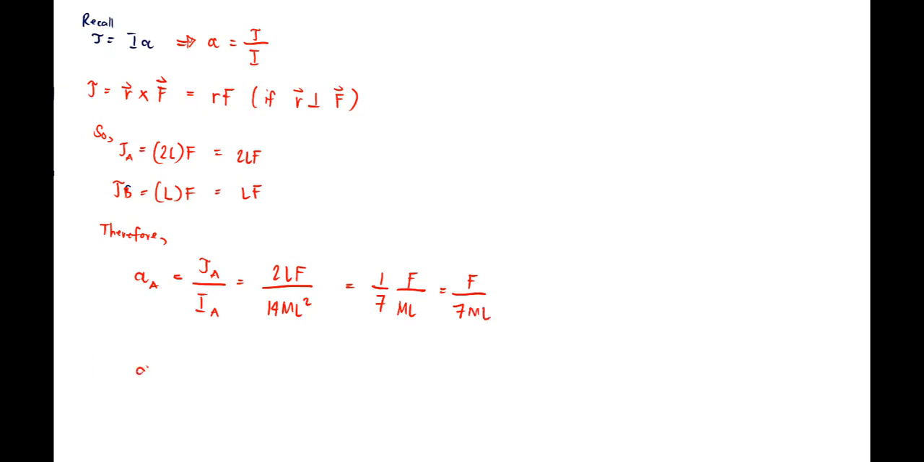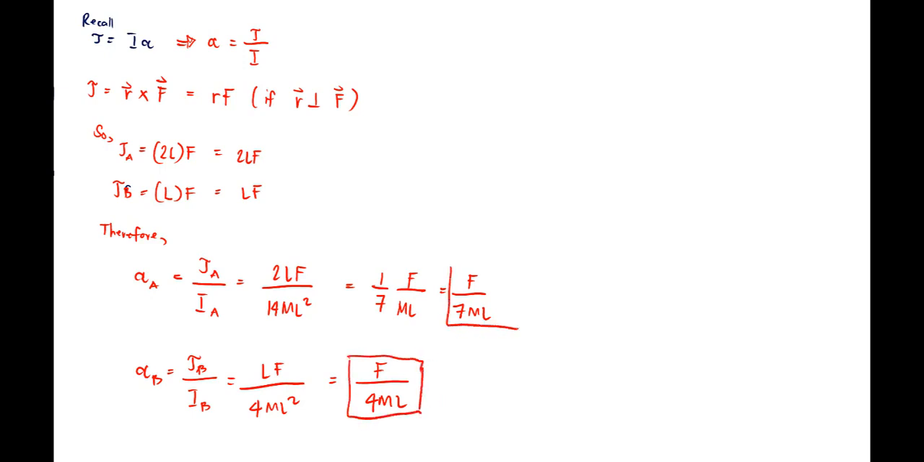And then for the angular acceleration for system B, we have the torque of B divided by the moment of inertia of B. So this is equal to LF divided by 4ML squared. We can simplify this further: we have F over 4ML. Okay, so these are the angular accelerations of system A and of system B.